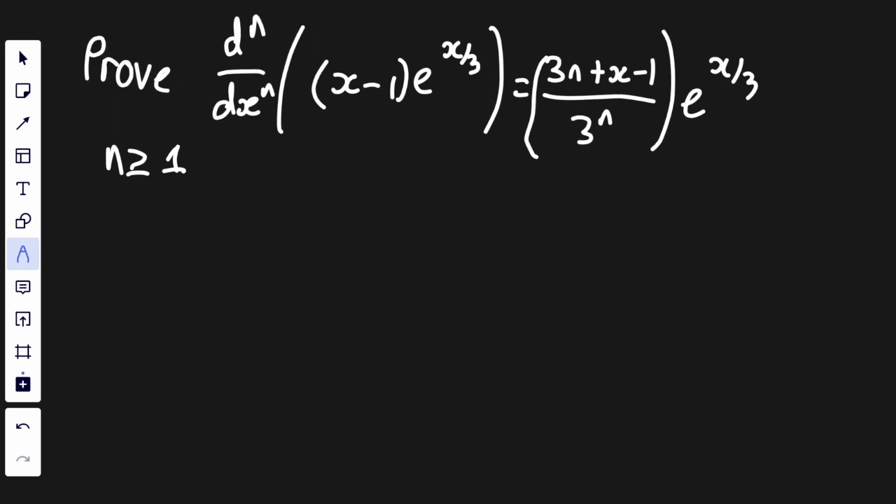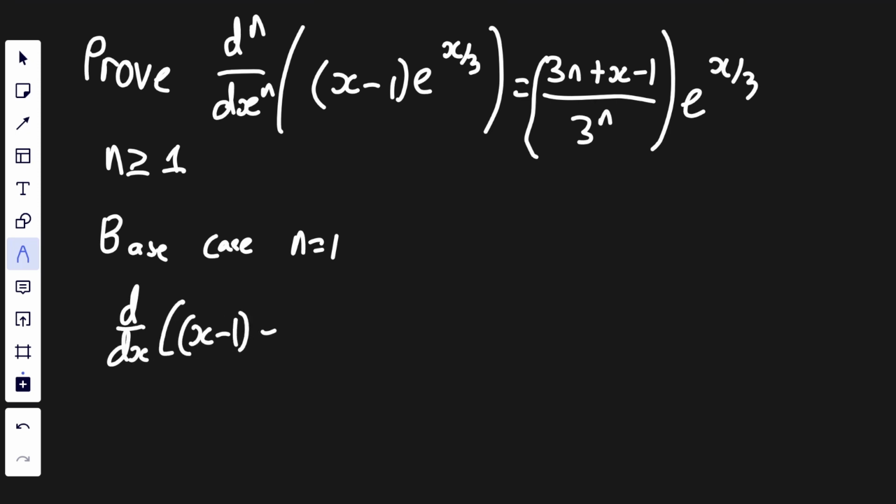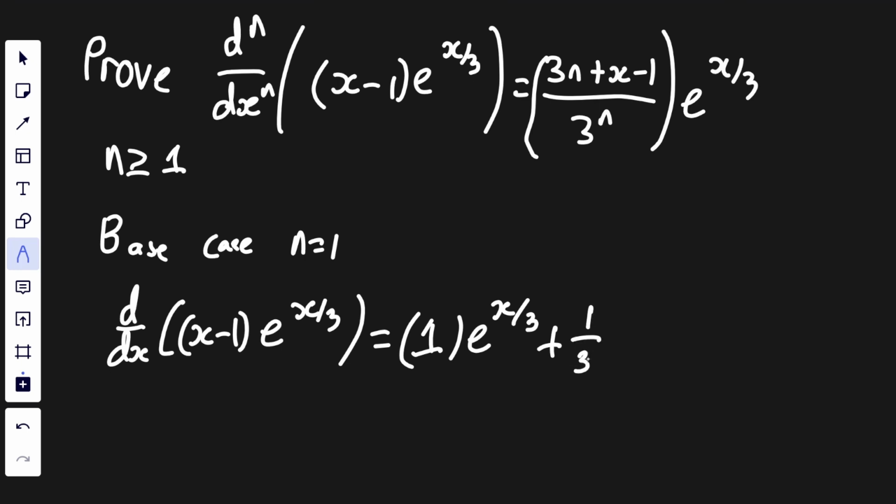So first of all, let's have a look at our base case, which is n equals 1. So we've got the derivative of (x minus 1) times e^(x/3). Well, this is a product rule, so the derivative of the first function, which is 1, multiplied by the second function, which is e^(x/3), plus the first function times the derivative of the second function. So we're going to get a third e^(x/3) multiplied by x minus 1.